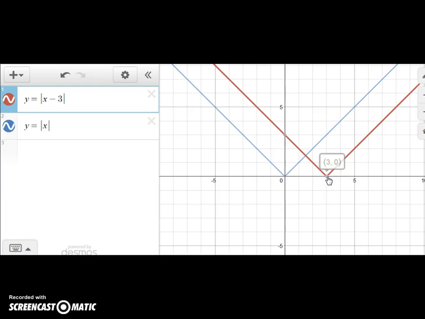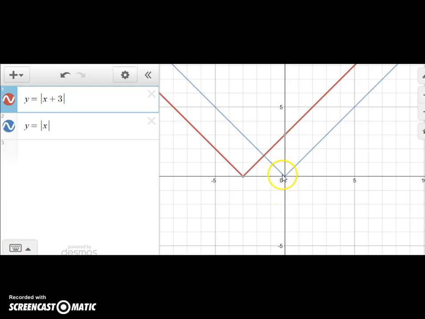How does it pull it back home? Well, it has to pull it in the negative direction, okay? So to get it back home, it has to subtract 3. So if I subtract 3, it goes back home, all right? Now, if I were to add 3, notice what happens. It goes to the left.